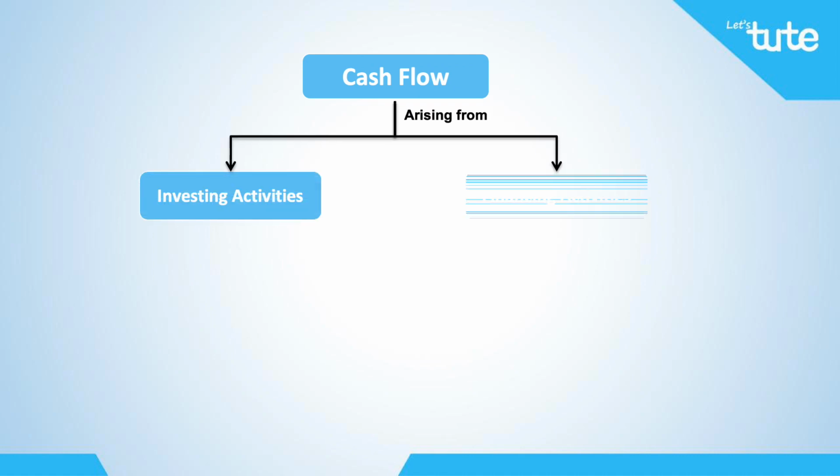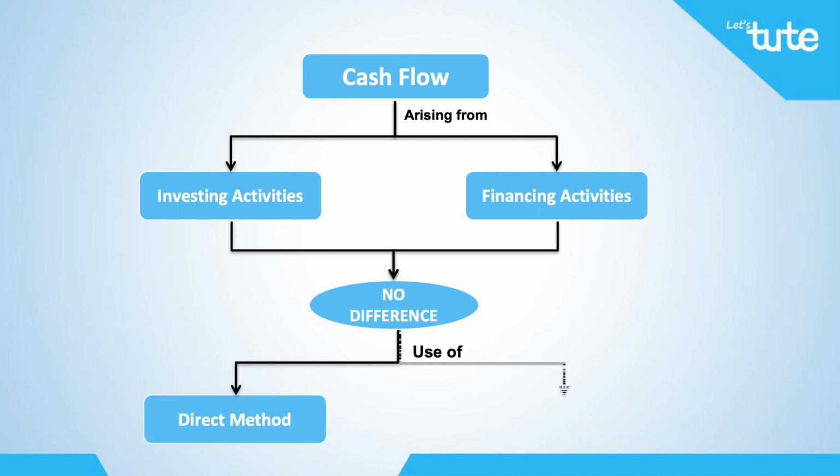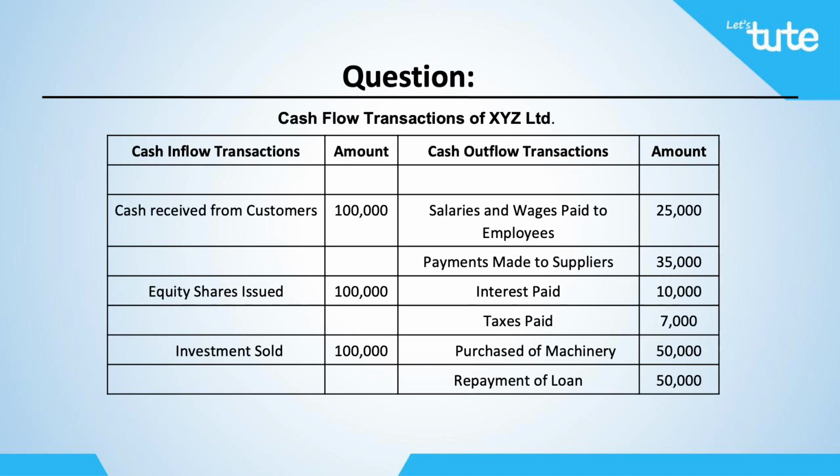Friends, here we need to remember that in respect to cash flows arising from investing and financing activities, there is no difference in the use of both the direct and indirect method. To get a better understanding about how the direct method is used, let's do some practice on this concept with the help of an example. In this example, we are given the cash inflow and outflow transactions of XYZ Limited. So let's solve this using the direct method.